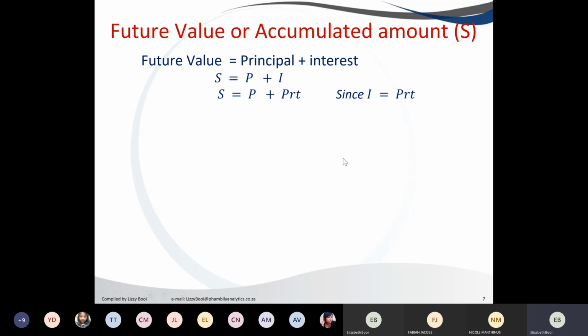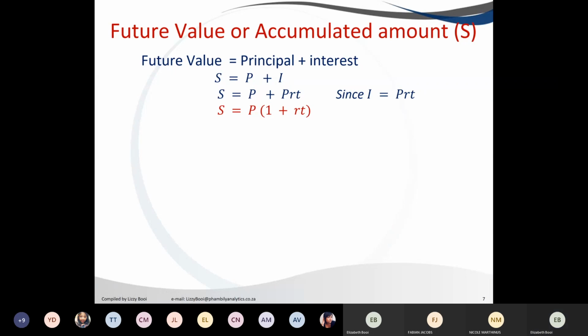In short, if I take P out as a common factor, I get the future value of a simple interest formula to be P times (1 plus RT), because if I multiply P across inside the bracket, I will get P plus PRT. And this is the formula you will get in the exam.